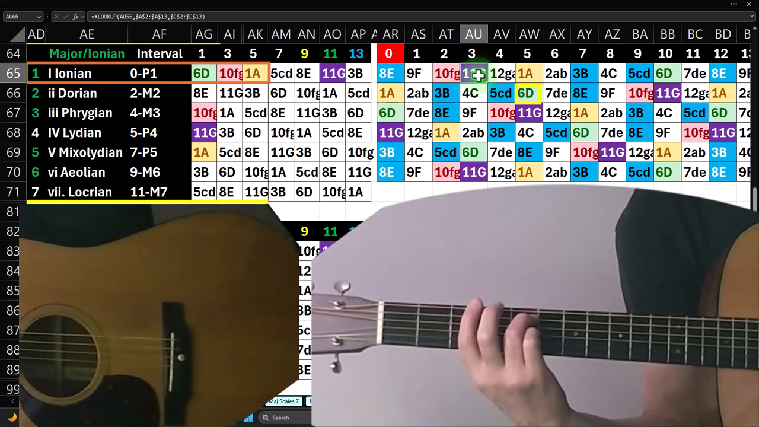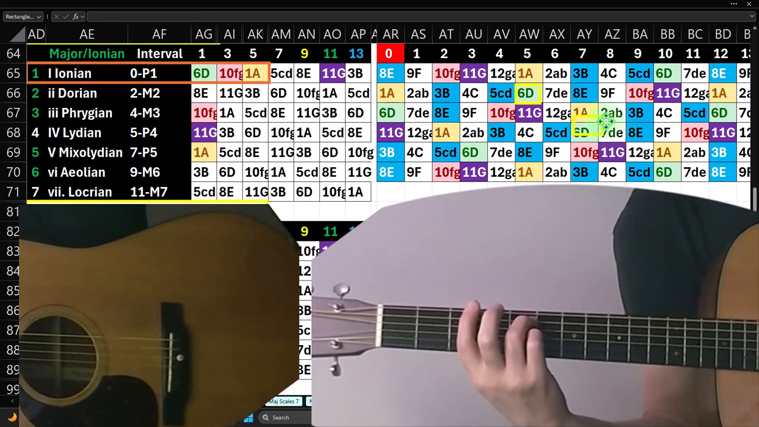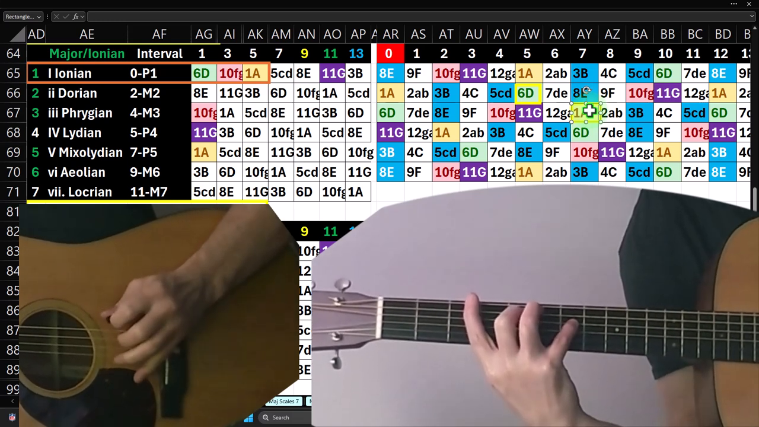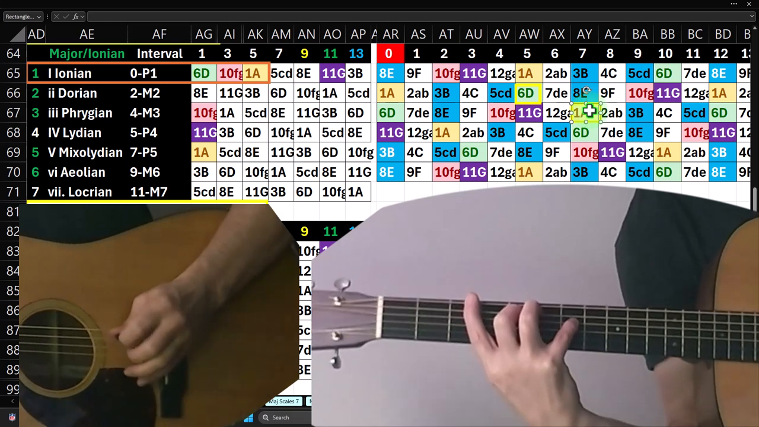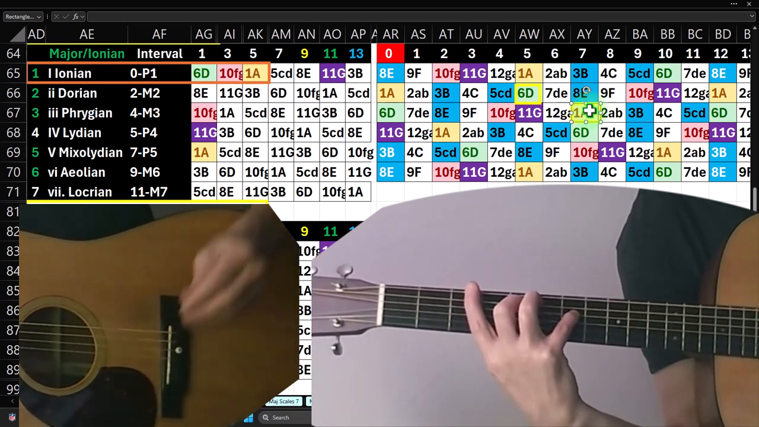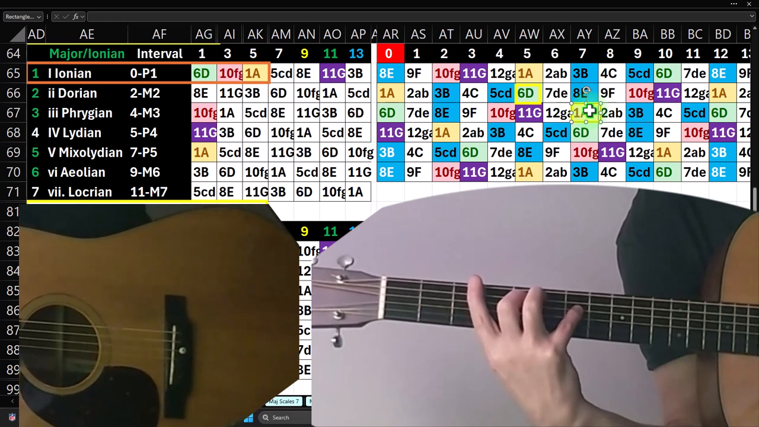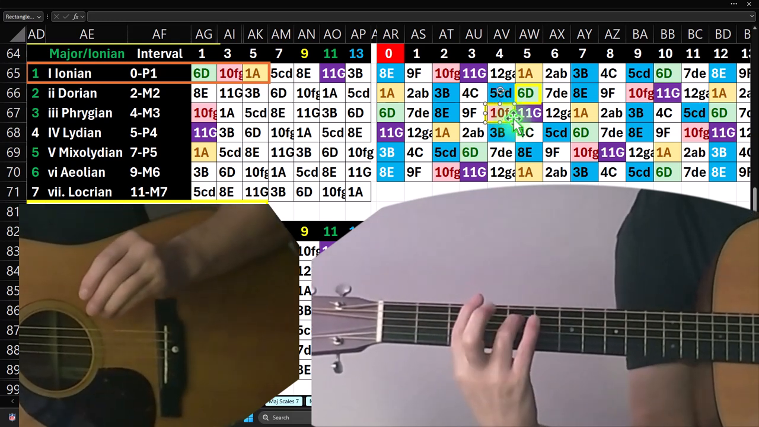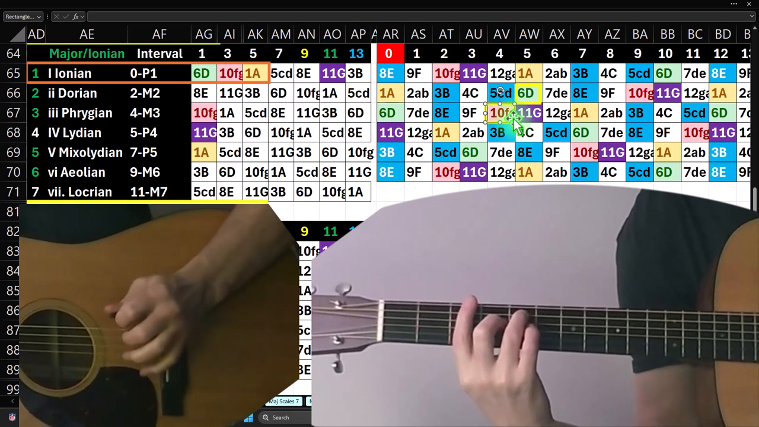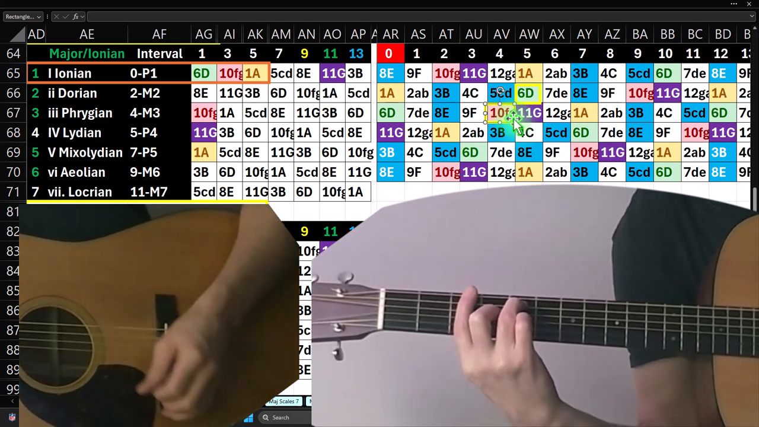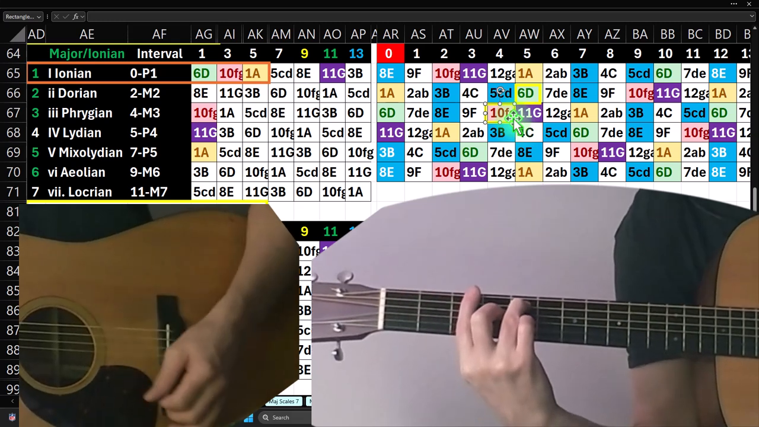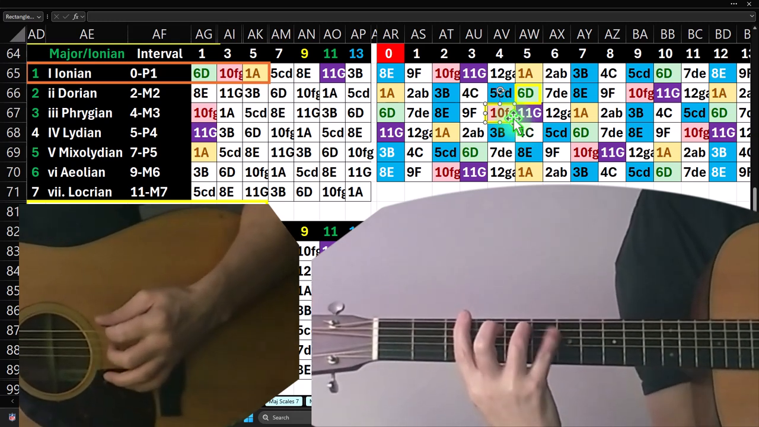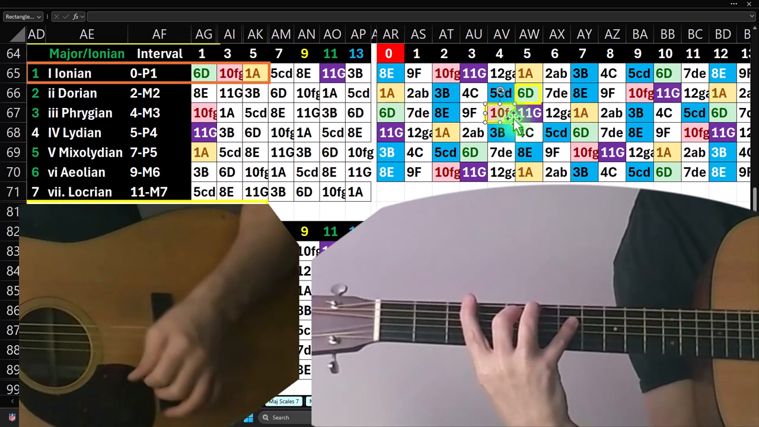Is there anything else I can add to that? I've got a fifth down here, so that's reachable. Then I'd have the 11, the one, and the five. That's interesting. And then I have a third over here, so I could pick that up and now I have the 11, 1, and the 3. 11, 1, 3. That's an interesting sound. And I could maybe alternate between that and the 5. There's the 5.